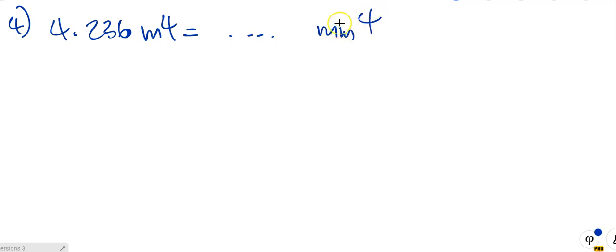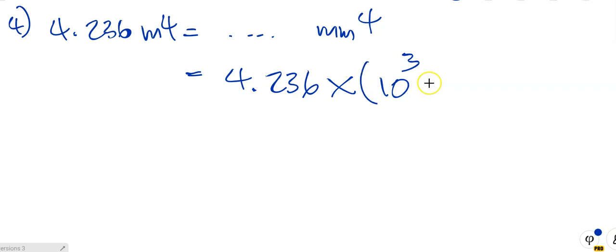There we go. Right. And people, the two-step process is exactly the same. So what's the first thing we do? We convert meters to millimeters. Is it times or divide? It is times, because you're going from a big to a small unit. And it is times what? It is times 1,000. And 1,000 is the same as 10 cubed. But it's to the power 4. So that's going to be 4.236 times 1,000, but because it's second moment of area, it's to the fourth. And it will be millimeters to the fourth.